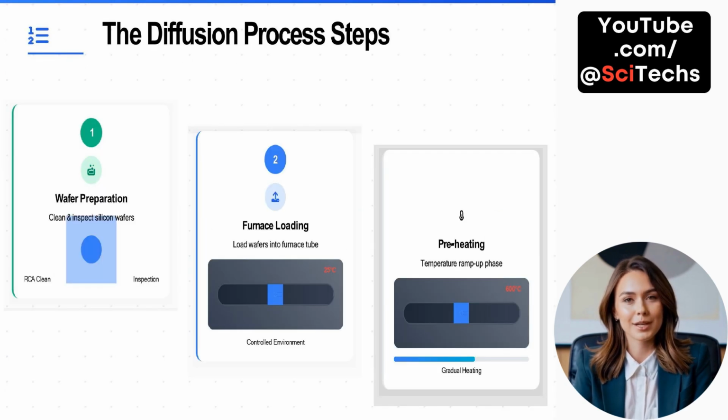The diffusion process steps. The diffusion process begins with wafer preparation. At this stage, silicon wafers are thoroughly cleaned and inspected to remove organic, ionic, and particulate contaminants. RCA cleaning, a standard method involving chemical solutions, is typically used to ensure surface purity. After cleaning, wafers undergo inspection to detect defects or contamination that could impact diffusion results.